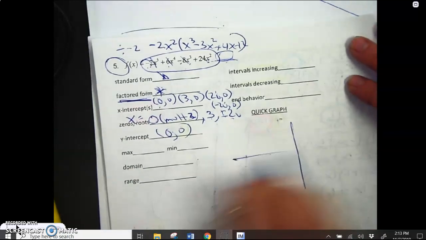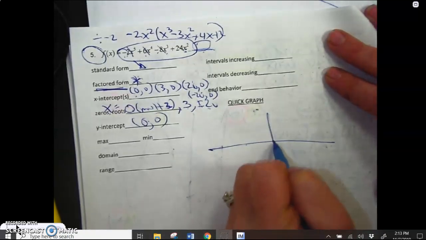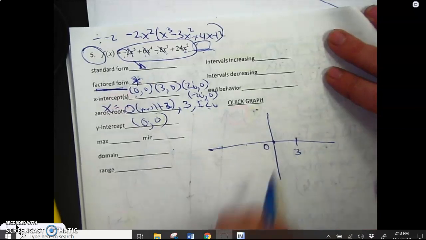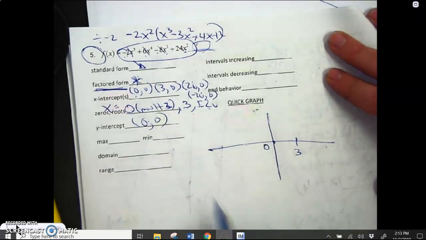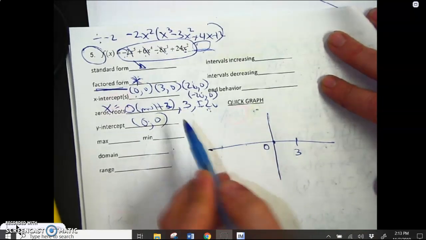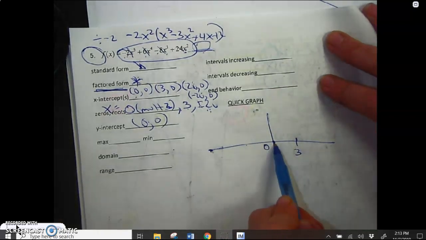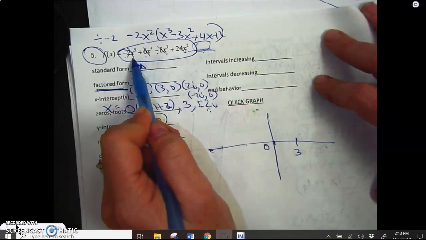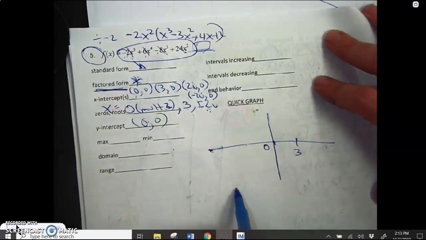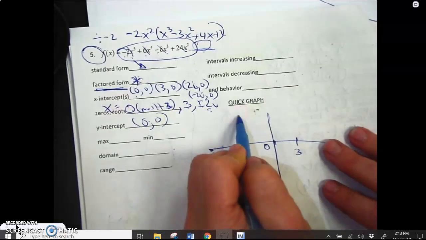All right, I'm going to do my quick graph. Obviously not so quick. So 0, 3, okay? 2i and negative 2i, it's imaginary. There's nothing there. The y-intercept's already covered. So when it's to the 5th power, you start from the bottom. But since it's negative, you start from the top.